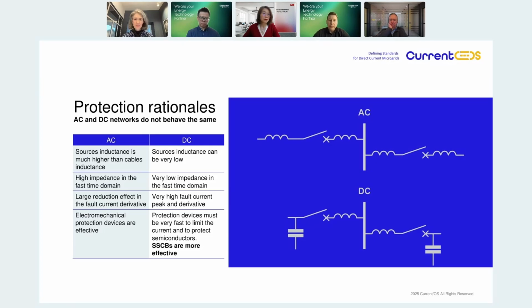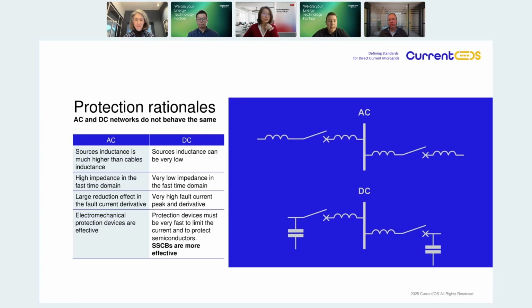So in AC, the source inductance is much higher than the cable inductance, of course, while in DC the source inductance is very, very low compared to AC. So in AC, we have a very high impedance in the fast time domain, unlike in DC where we have a very, very low impedance. So we can have very fast transient phenomena, in particular regarding the variation of the current.